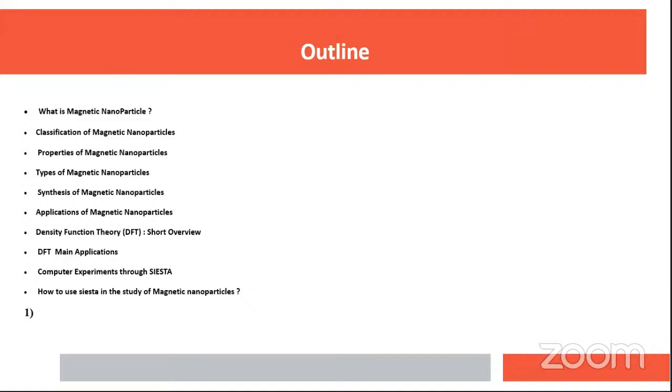The outline of my talk. I have divided this talk into two parts. One is related to the experimental part, the introduction of nanoparticles, and the second part is related to DFT, and especially the application of DFT to study the magnetic properties of materials.